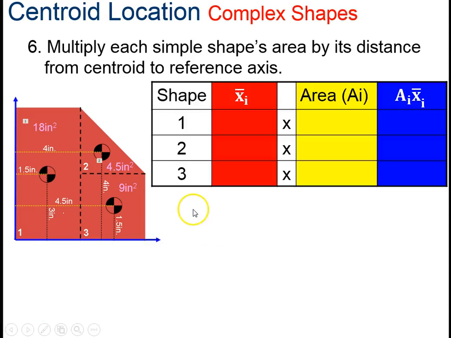Now we're going to put this information on the chart. This is like the chart you have on your paper. X bar, that's the way we read this, X bar, that's the centroid's location. So that's going to be these horizontal distances because X goes horizontal. Area is going to be the area of each of these three. And then we just multiply X bar times A for each one of these.